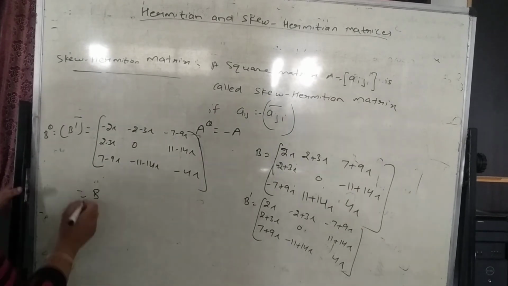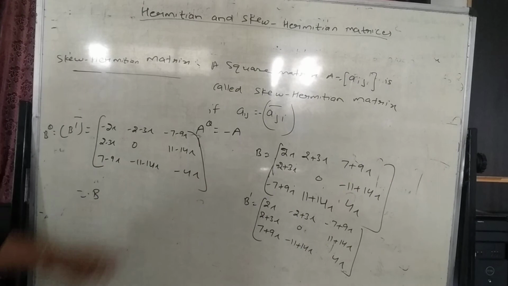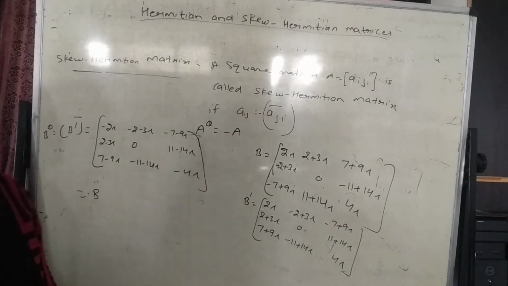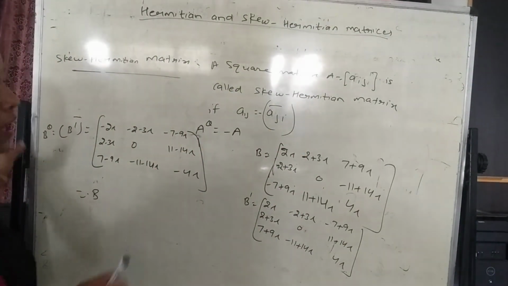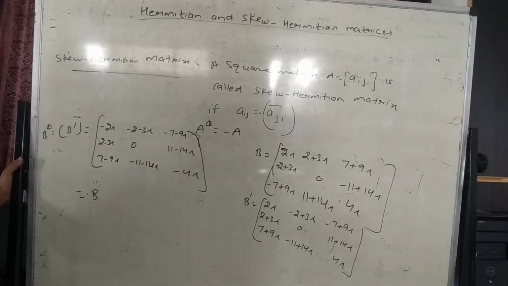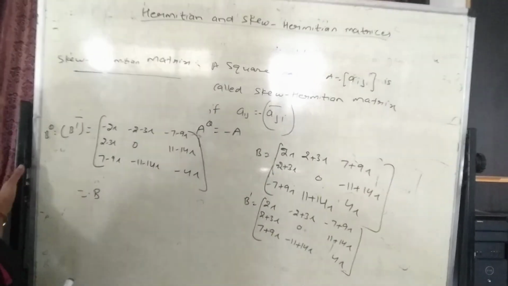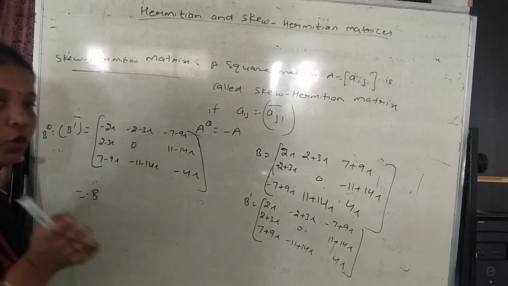You can see it is equal to minus B. Here the sign of all the elements has changed. So B is a skew Hermitian matrix. So for the definition of the skew Hermitian matrices, we have to take the elements Aij equal to minus the conjugate of Aji, and the diagonal element should either be 0 or purely imaginary. So this is the definition of Hermitian and skew Hermitian matrices.